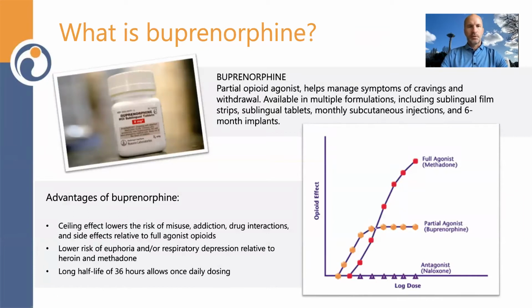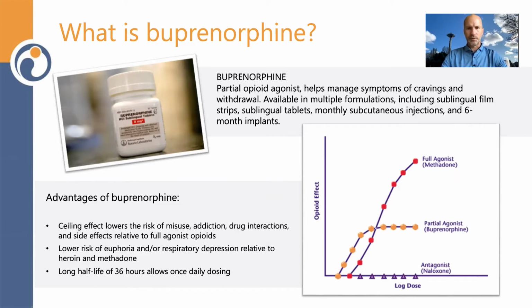So what is buprenorphine? We talked about the 3 approved medications for use for opioid use disorder. Buprenorphine is the partial opioid agonist that helps manage the cravings and withdrawal symptoms associated with opioid use disorder. It's available in many formulations, including sublingual films, strips, tablets, injections, and monthly implants. The most common route of administration is sublingually.